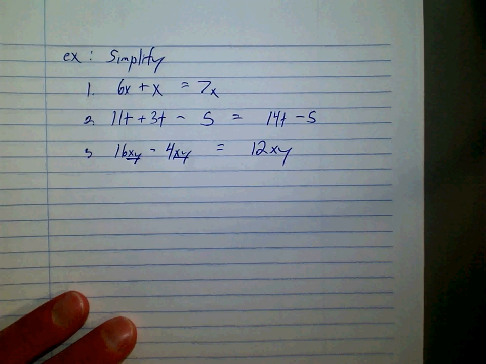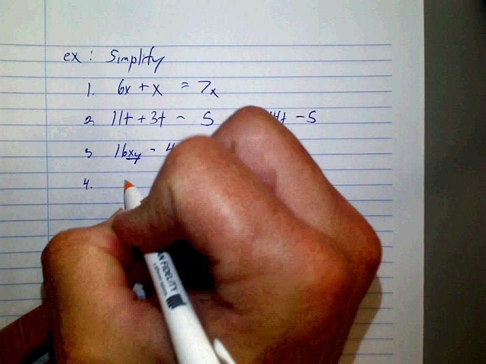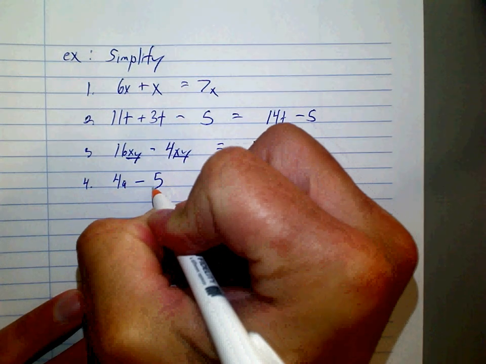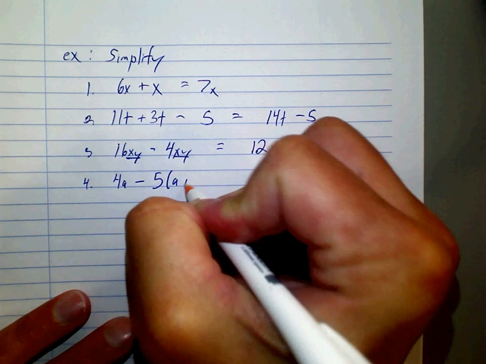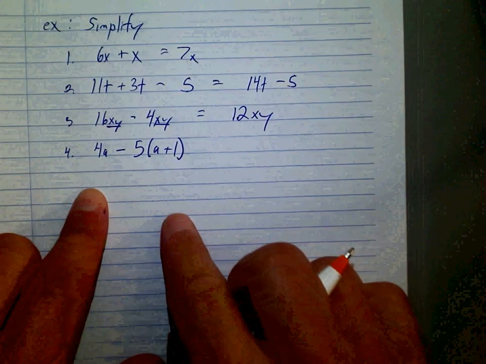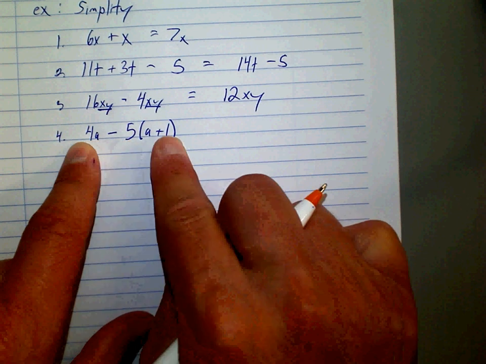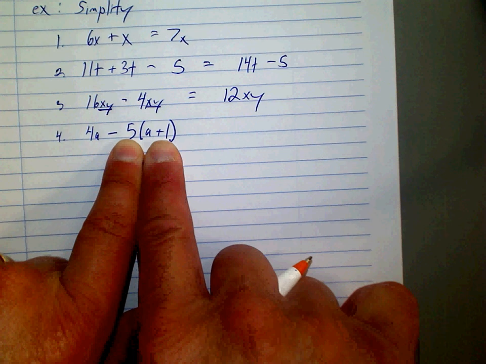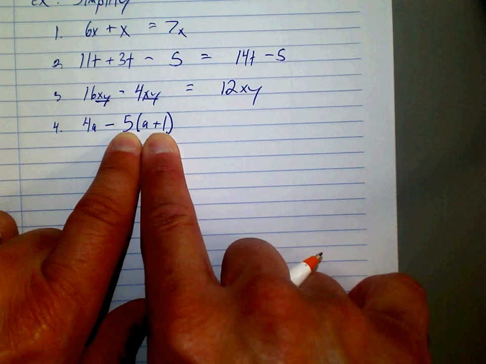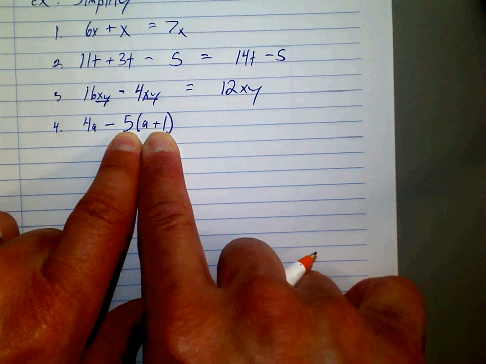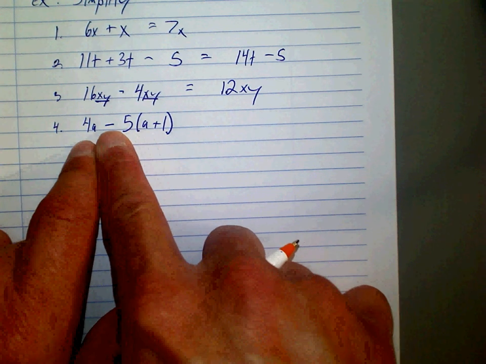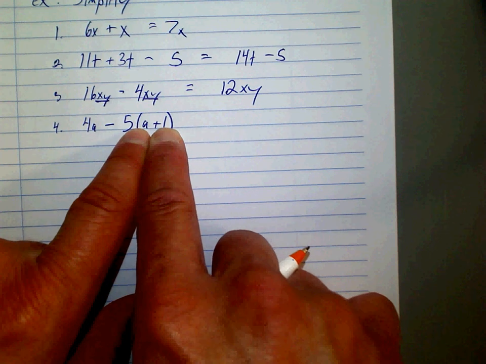Let's try this example. 4a minus 5a plus 1. So this expression can be simplified, but I could apply a property here first. What property would I apply to this part? Distribute. Now let's distribute the negative 5. And remember, when you're distributing a negative in, it'll change signs.